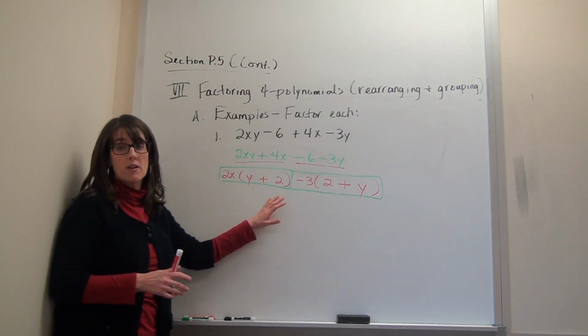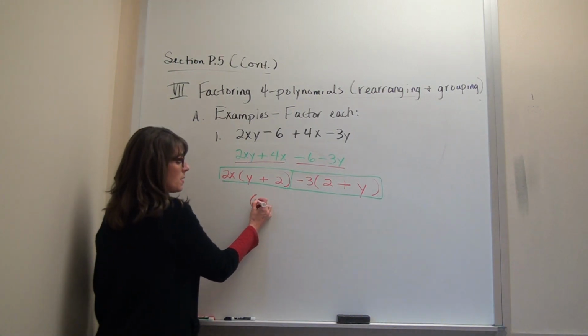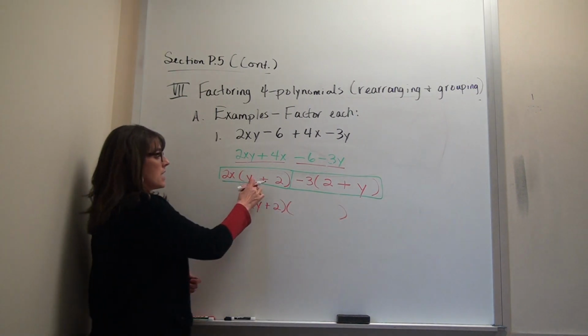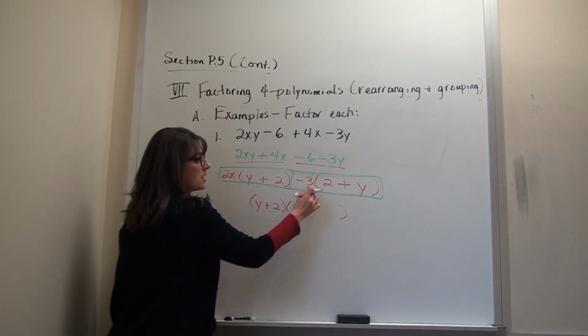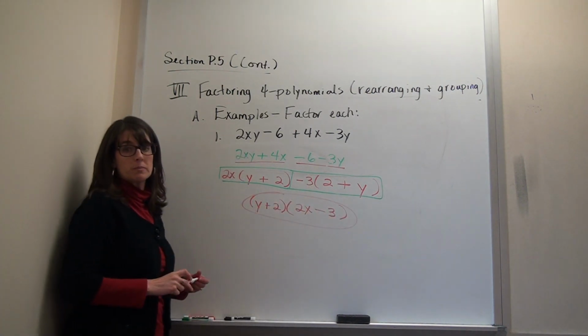This looks a lot like that factoring by grouping, where we said, okay, when that parentheses is the same, we can take that parentheses out, and we can write down what's left. Take it out of here, I'm left with a 2x. Take it out of here, I'm left with a minus 3. There we go, that's the factored form.